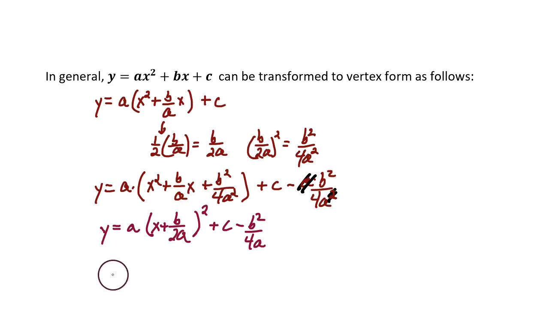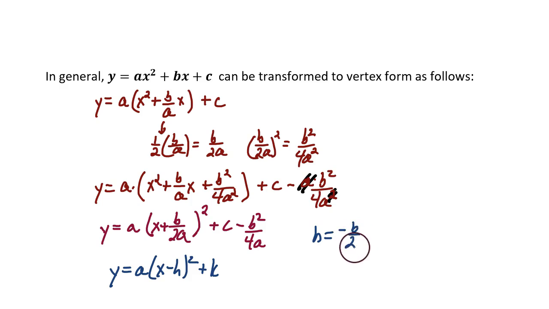This fits the pattern for vertex form. Remember, that is y equals a times x minus h squared plus k. We have figured out that the value of h is negative b over 2a. And we have figured out that the value of k is c minus b squared over 4a.